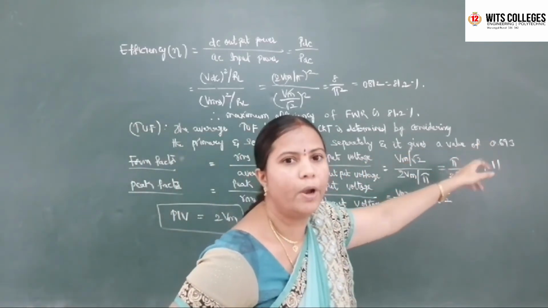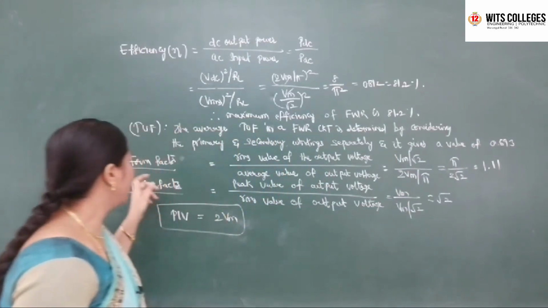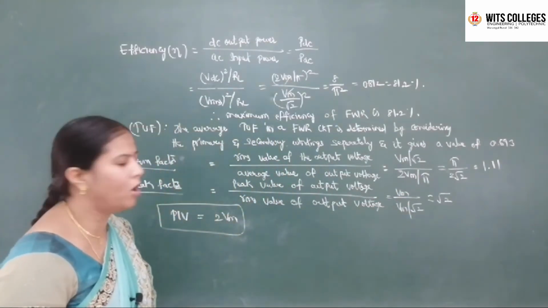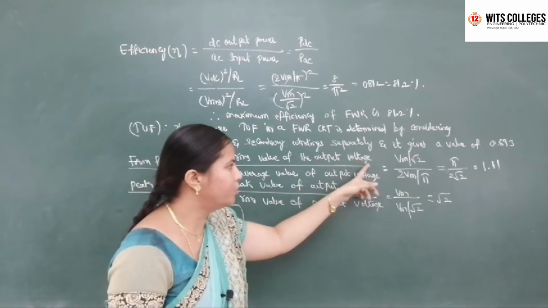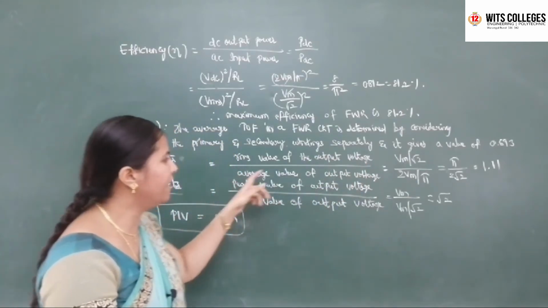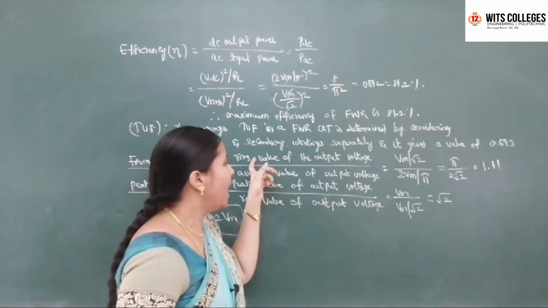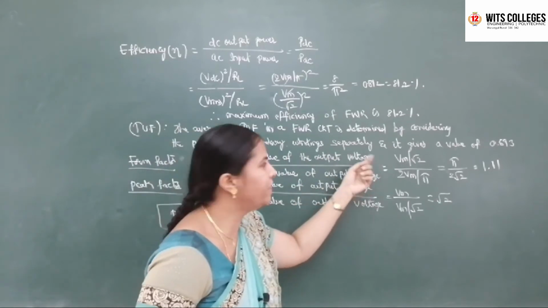and it gives a value of 0.693. Okay, so coming to the form factor, it is the ratio of the RMS value of the output voltage to the average value of the output voltage. RMS value of the output voltage means VRMS.